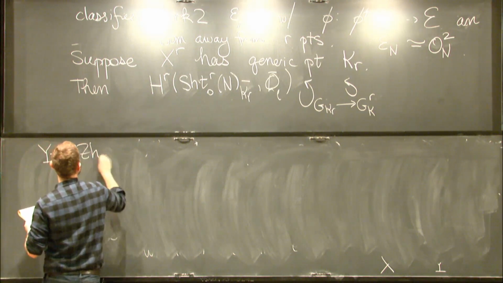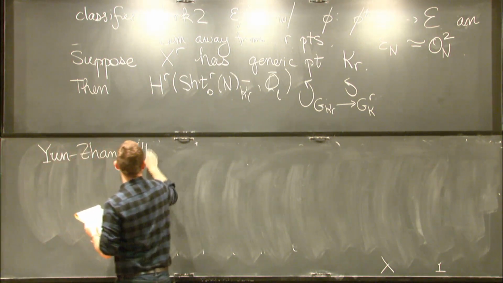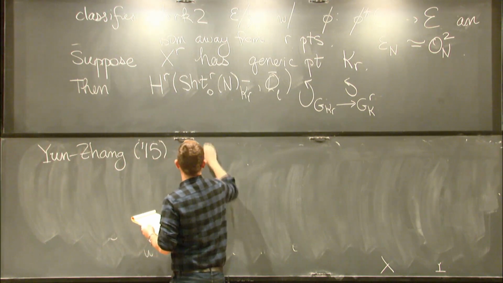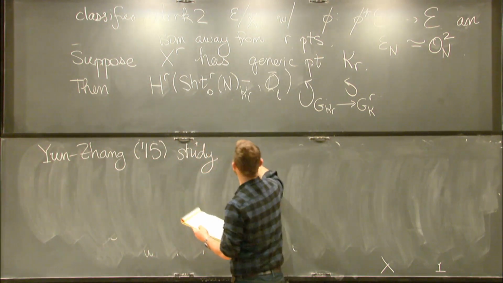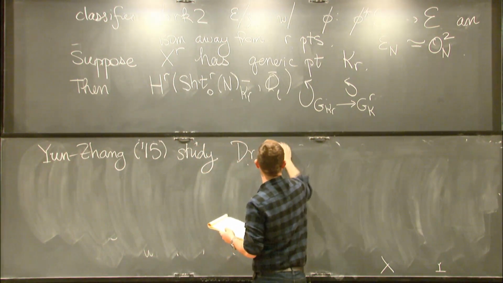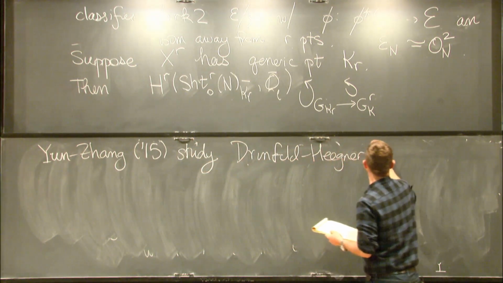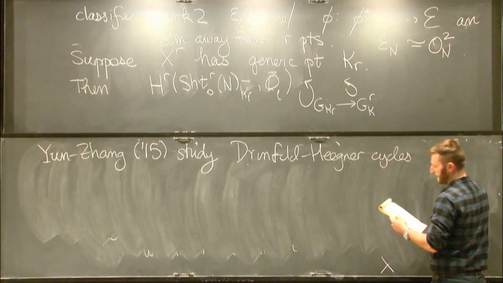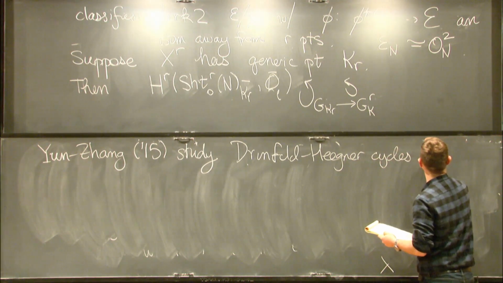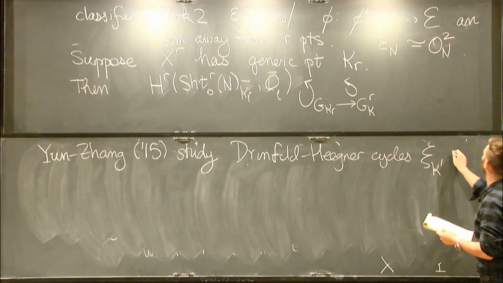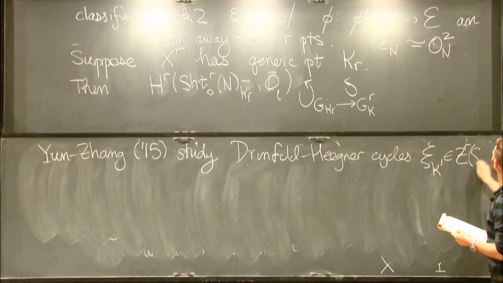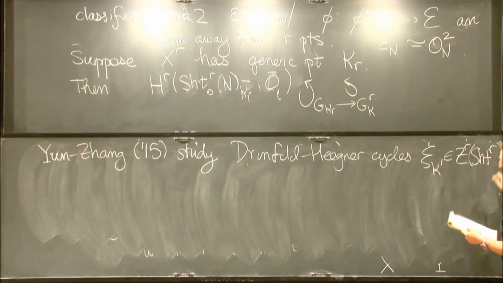So this paper of Yun Zhang, 15, they study a class of cycles which they call Drinfeld-Hegner cycles. I guess I want to write it as psi k prime. And this is an R cycle inside of the space of shtukas, except I now have to replace this with k prime R.